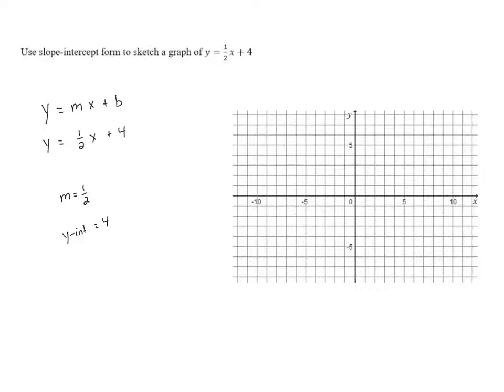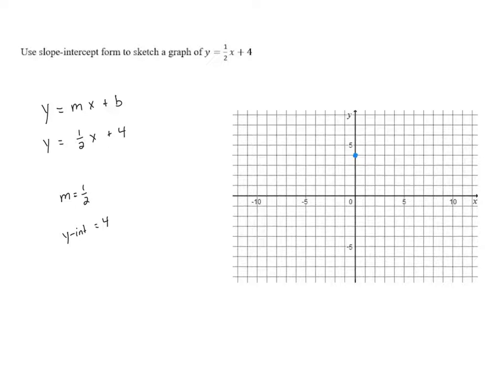We don't have to plug in zeros or make a table of values. This is it. We always start with the y-intercept. So we look at the y-axis and we find 4 on the y-axis and we plot that point. That's our starting point. And then the slope tells us where to go from there.